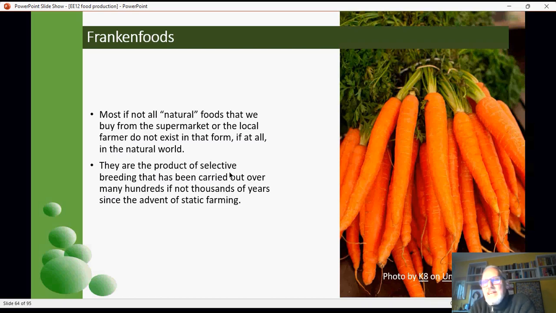But basically, what's happened is that there has been selective breeding in order to simply make best use of small amounts of space and limited resources. And this is true in growing fruit, vegetables, wheat, grain, whatever. It's also true in animal husbandry, and it's been true since the advent of static farming. In other words, when people decided to stay in one place rather than go out hunting for their dinners.